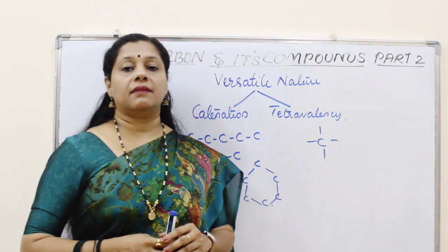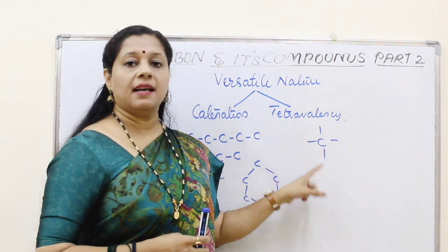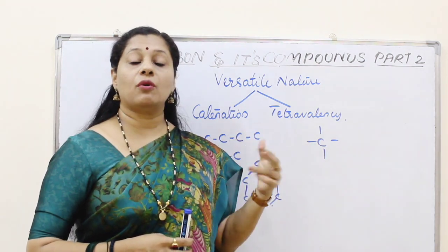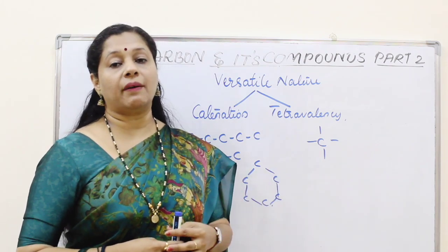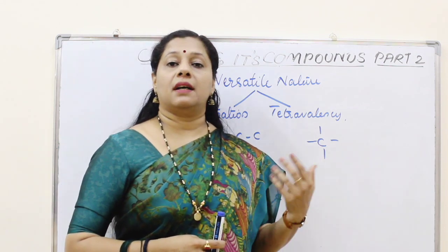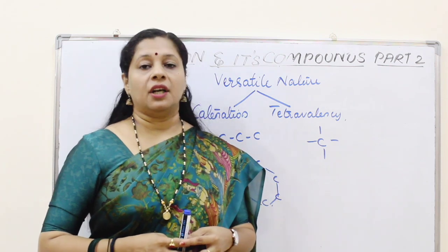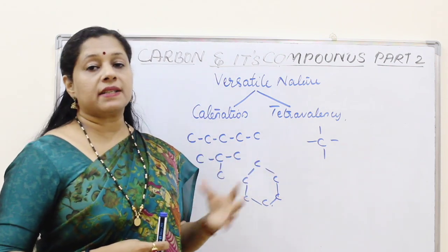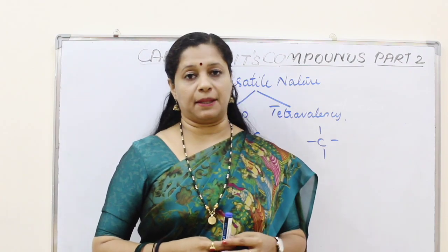Tetravalency means the valency of carbon is 4. Since it has 4 valency, carbon can bond with 4 other atoms of carbon or atoms of other monovalent elements. Carbon usually forms compounds with oxygen, nitrogen, chlorine, sulfur, etc. Usually, strong bonds are formed in carbon, which makes carbon compounds very stable.